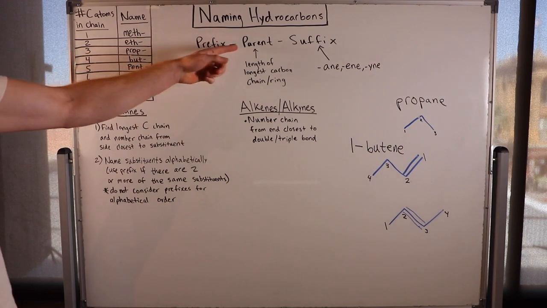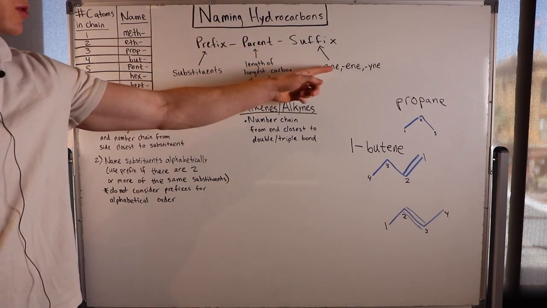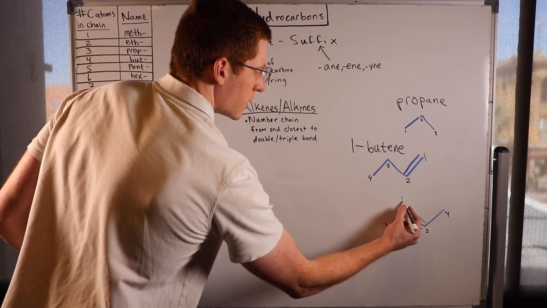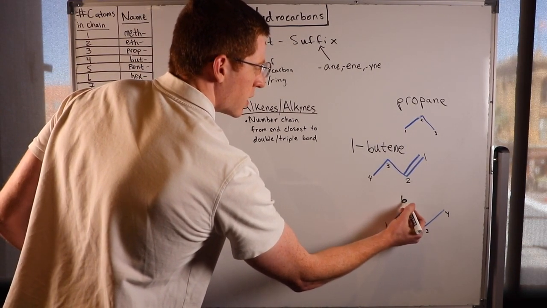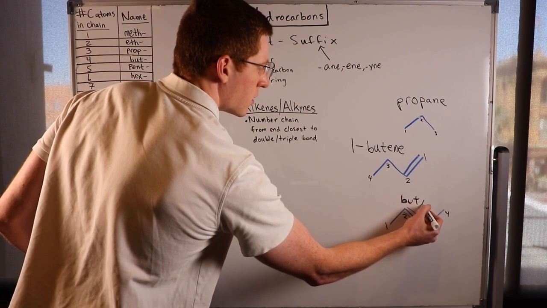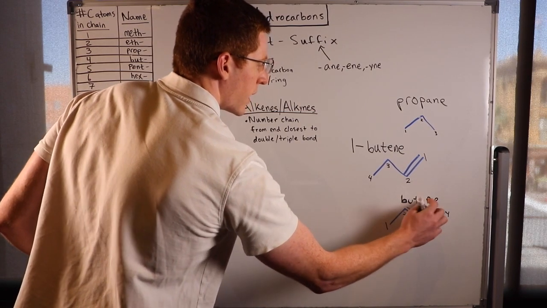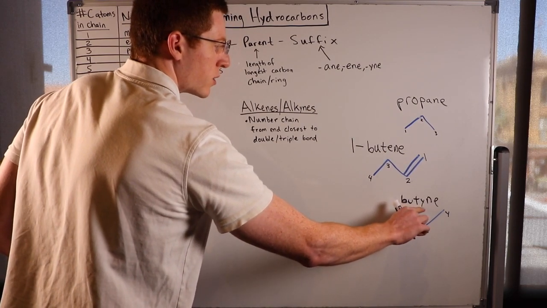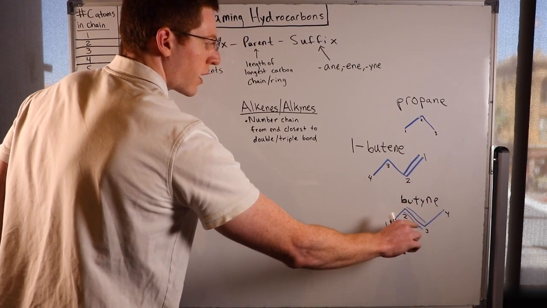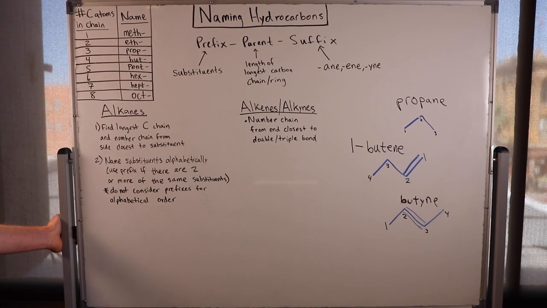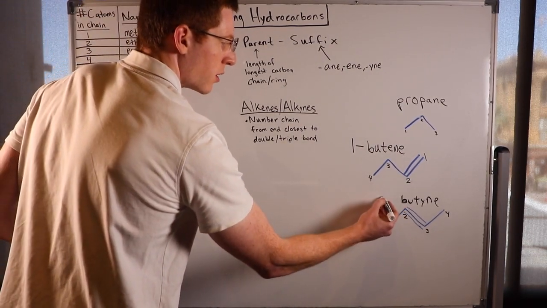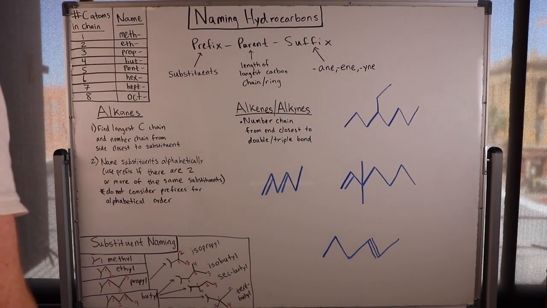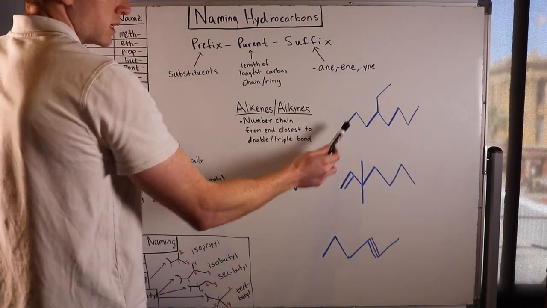So but- is the parent, and then it's going to be butyne, because it's an alkyne. But remember, like the last one, we have to denote where that triple bond is, because this tells us it's a 4-carbon chain with 1 triple bond. But where is the triple bond? Well, it's on carbon 2, so 2-butyne.